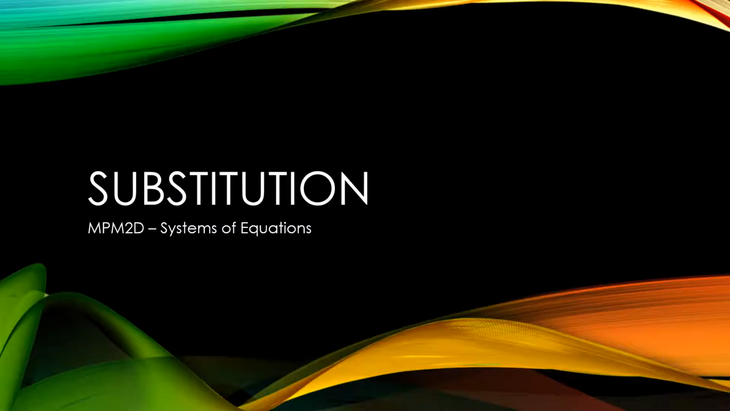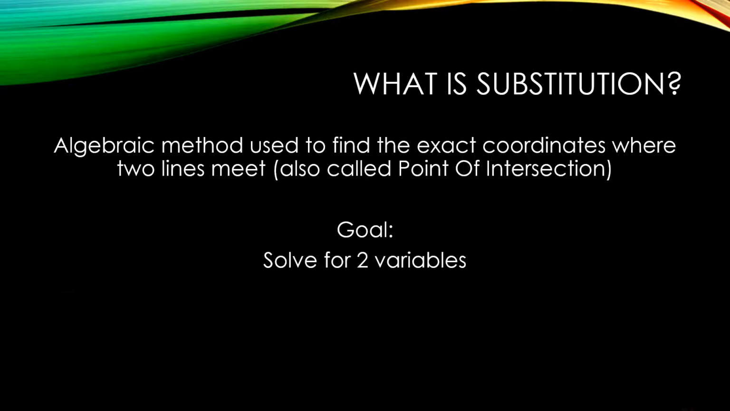Today we're looking at one of three methods of solving systems of equations. It's called substitution. This is from the grade 10, so that MPM 2D Systems of Equations unit. So what is substitution? It's an algebraic method used to find the exact coordinates of where two lines meet, also known as the point of intersection.